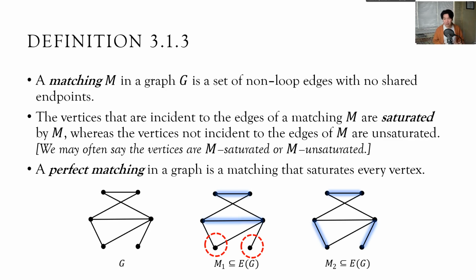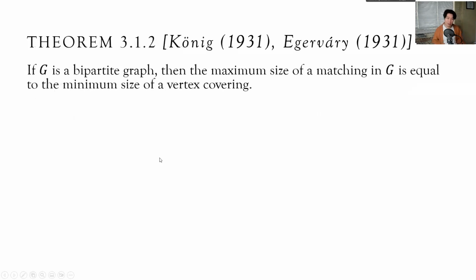So I mentioned this a little bit earlier about being minimal, maximal. One common question is, how do I know if I have a maximum matching or a minimum vertex cover? So this brings us into one of our theorems for today. We won't be proving this. We'll discuss briefly what this theorem means.